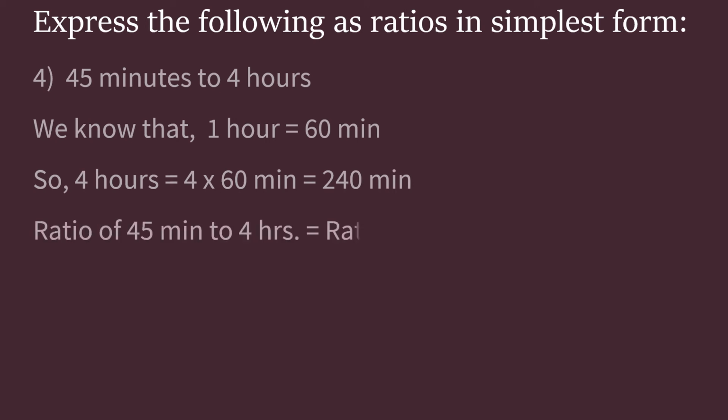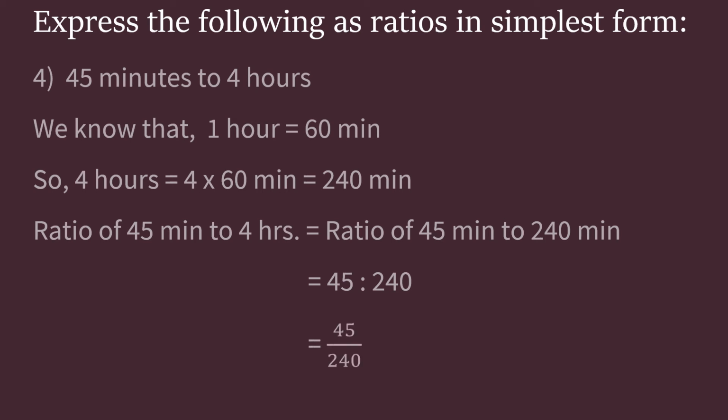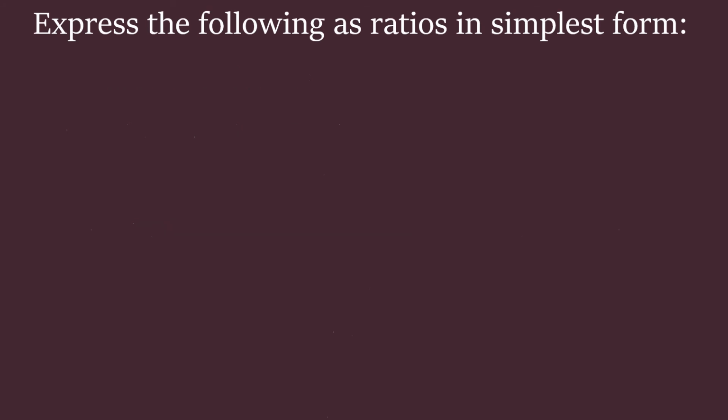So ratio of 45 minutes to 4 hours is equal to ratio of 45 minutes to 240 minutes, which is equal to 45:240. To simplify, write it as fraction, that is 45 upon 240. See, 45 and 240 both are divisible by 15, so divide. 15 3s are 45 and 15 16s are 240, so we get 3 upon 16. And the ratio form of 3 upon 16 is equal to 3:16. Let us solve one more question.